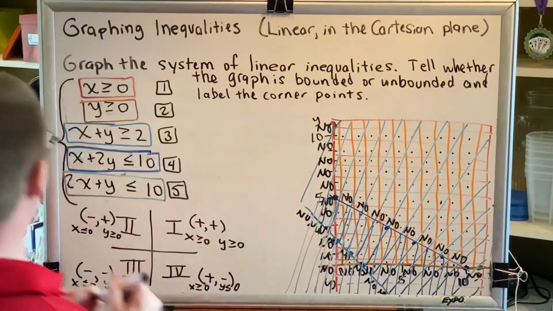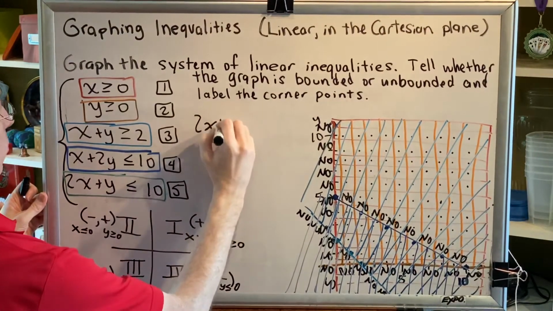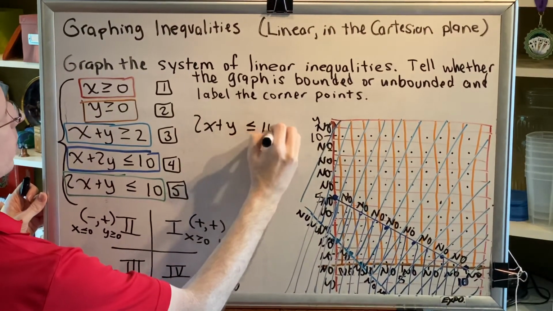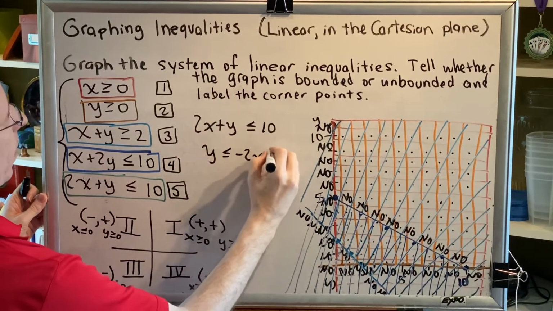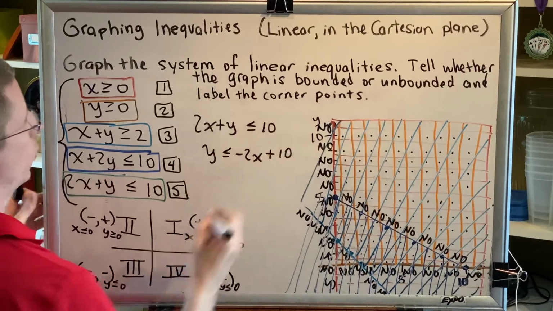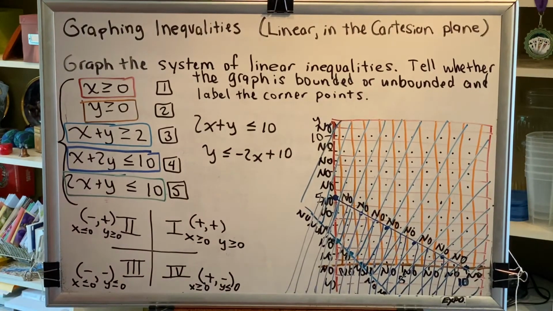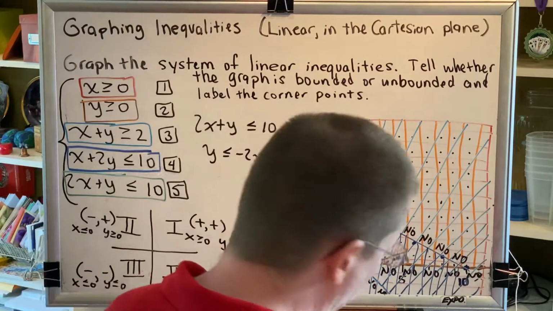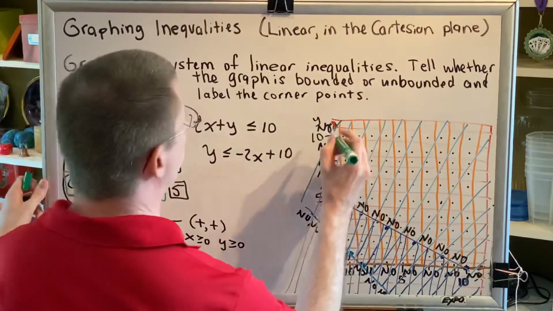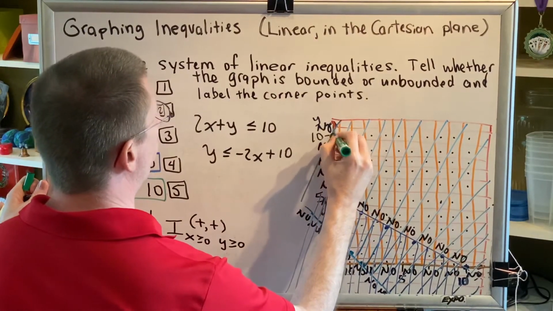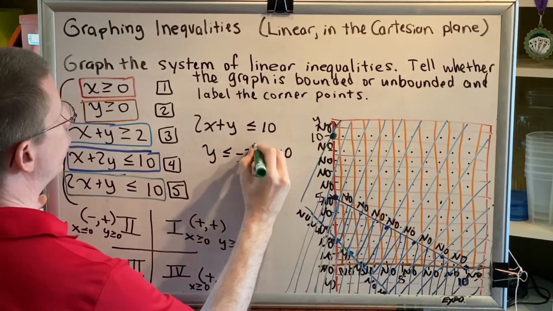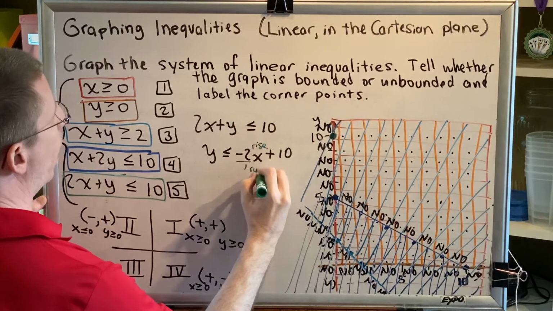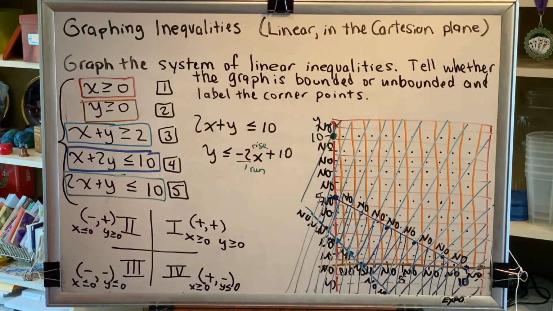Inequality number 5 says 2x plus y is less than or equal to 10. I'll move the 2x to the other side where it becomes negative. So then I have y is less than or equal to negative 2x plus 10. This is already in the slope-intercept form, so I'll plot my y-intercept of 10. I can write negative 2 as the fraction negative 2 over 1 so that I can see my rise over my run. So this is 2 down and 1 to the right.